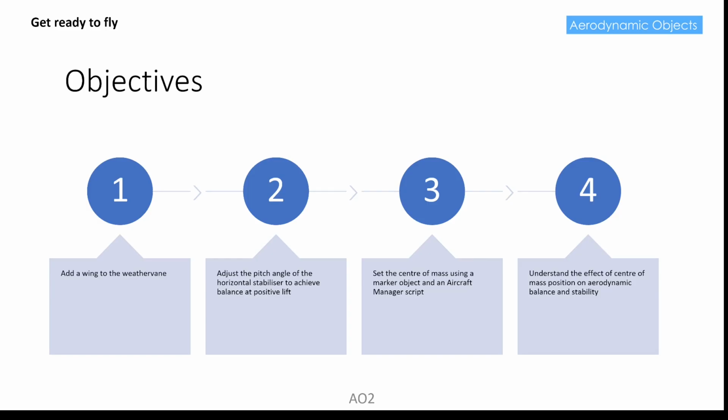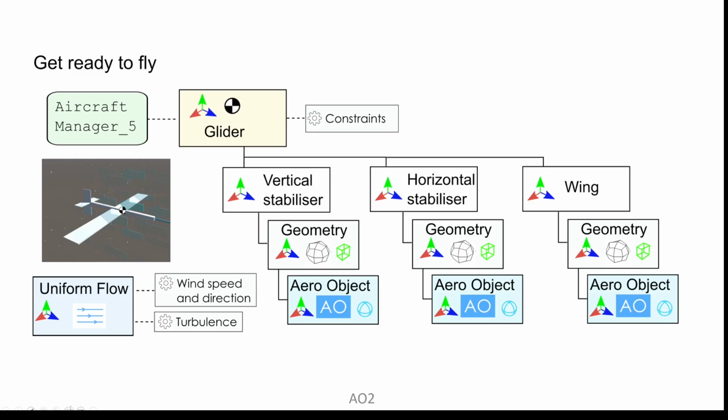This is our scene diagram, pretty much the same as it was for the weather vane, except this time we've now got a wing on there. So we've got a vertical stabiliser, horizontal stabiliser and a wing. We've also got a very simple script attaching to our top level object that allows us to set the centre of mass.